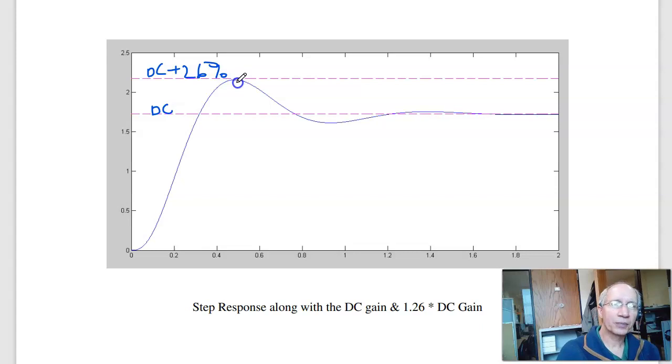It's not exact. Second order approximations are exact for second order systems. They're approximate for other systems. This is really third order. And the settling time should be 4/3 of a second right here. Also looks pretty good.